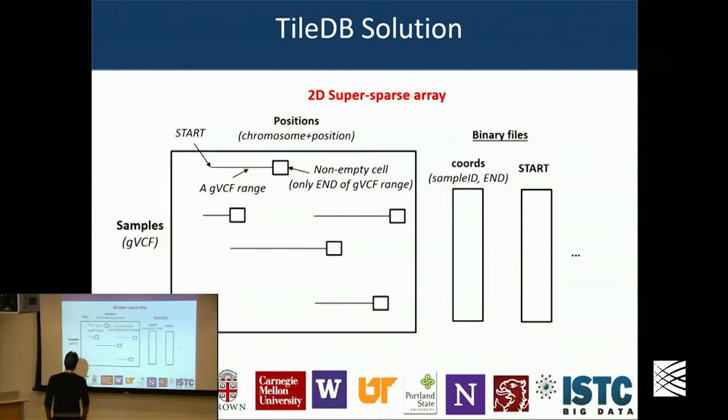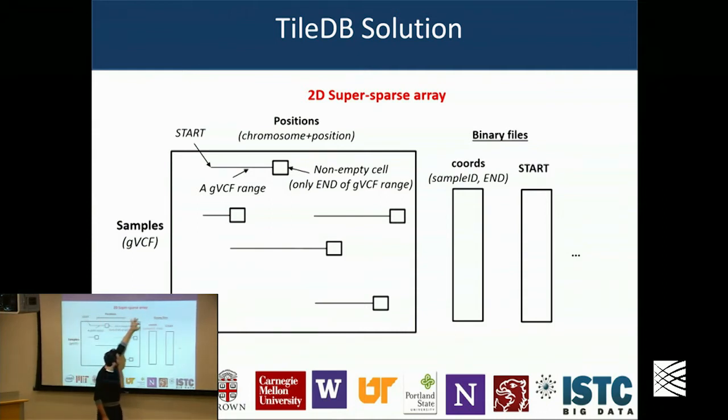So how do we do it? We model the entire problem as a two-dimensional array, as a matrix. The rows are the samples, so I transpose a little bit the combined GVCF file. I like to perceive it like this. And here, the other axis is the positions. So there are 3 billion of those here. Remember, this is a super sparse matrix. I don't materialize every position. The only thing that I materialize here is a range. That's a GVCF range. That's a single entry in a single GVCF file.